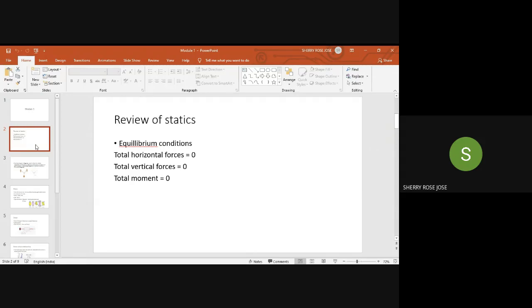Now, what are the equilibrium conditions? I'm just refreshing you. You have to go through the engineering mechanics notes to get a deep knowledge about all these concepts. Anyways, I'm just reviewing it. Okay, equilibrium conditions: you have been taught three equilibrium conditions. That is, the summation of the horizontal forces acting on a body will be 0, the summation of vertical forces acting on a body will be 0, and the summation of the moments acting on a body will be 0.